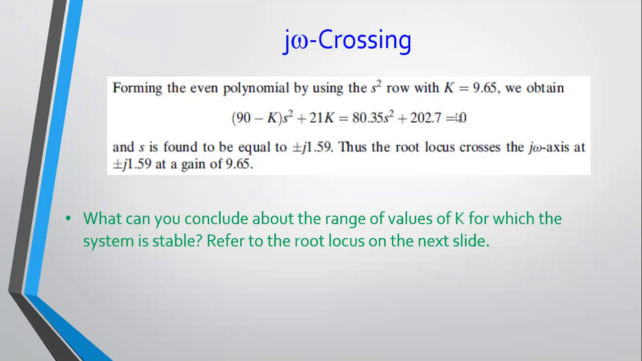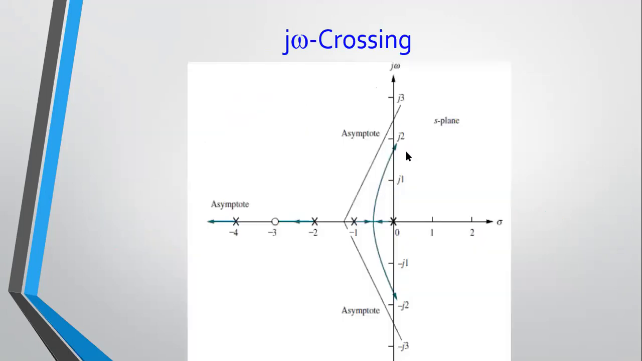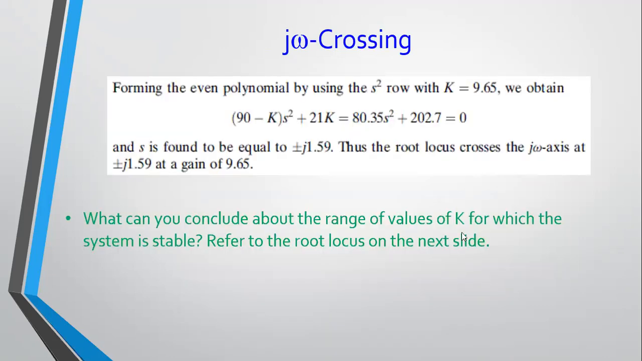So this is what you get, and when you solve for s here, you will get imaginary roots. So what we're saying here is that the crossover points will be plus or minus j1.59. So this is plus or minus j1.59. Yeah, we use the complex conjugate. That's where the root locus crosses the jω axis, at a gain of 9.65. So when you are at 9.65, this is where the root locus will cross the jω axis.